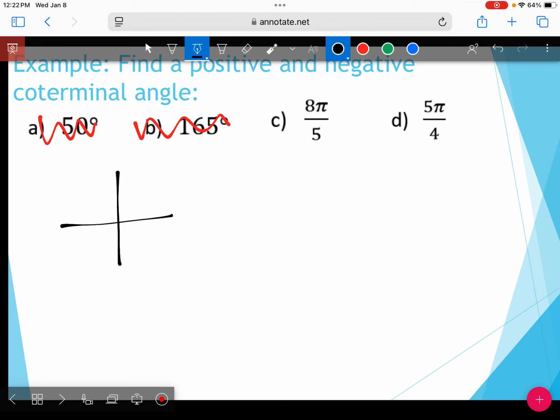So we know that 8 over 5 is bigger than 1. So we have to be in quadrant 3 or 4. So we just need to figure out which quadrant it would be in. Do you think 8 divided by 5 is more than 1.5 or less than 1.5?